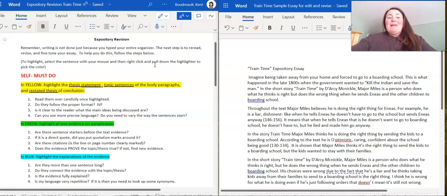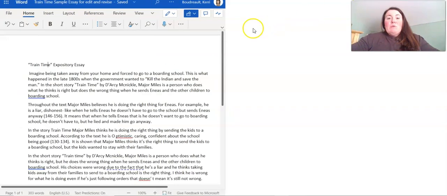So remember, writing is not done just because you typed out your organizer and you hit the last period, right? You have to reread it, revise it, fine-tune your essay. First thing you should always do is use the immersive reader and make sure that you've listened to it. So remember to use the immersive reader.